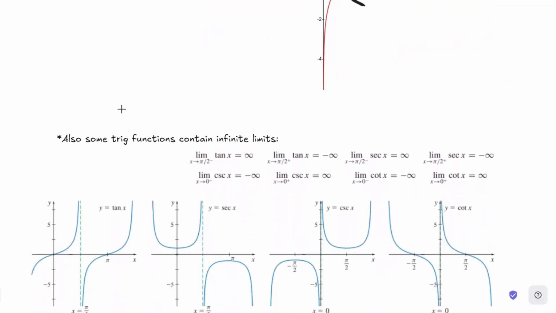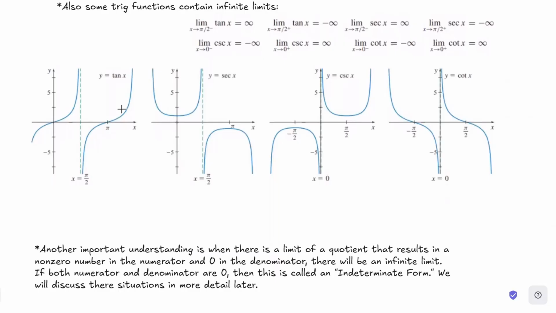We switch gears and think about trigonometric functions. Several of the trig functions do contain infinite limits, particularly tangent, secant, cosecant, and cotangent. They actually have an infinite number of infinite limits because of the periodic nature of them.